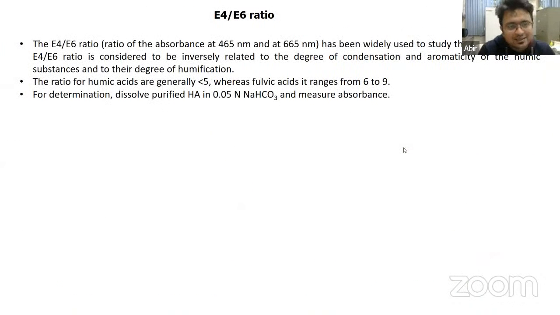And then another index we know is the E4/E6 ratio. It has been widely used for studying the humic acid fractions, and it is considered to be inversely related to the degree of condensation and aromaticity of the humic acid substances, and obviously to the degree of humification. For determination, we take the purified humic acid and dissolve it in an alkali, 0.05 normal sodium bicarbonate, and measure the absorbance at 465 nanometer and 665 nanometer, and we take the ratio, the E4/E6 ratio. The ratio for humic acids is generally less than 5, and for fulvic acid it ranges from 6 to 9.